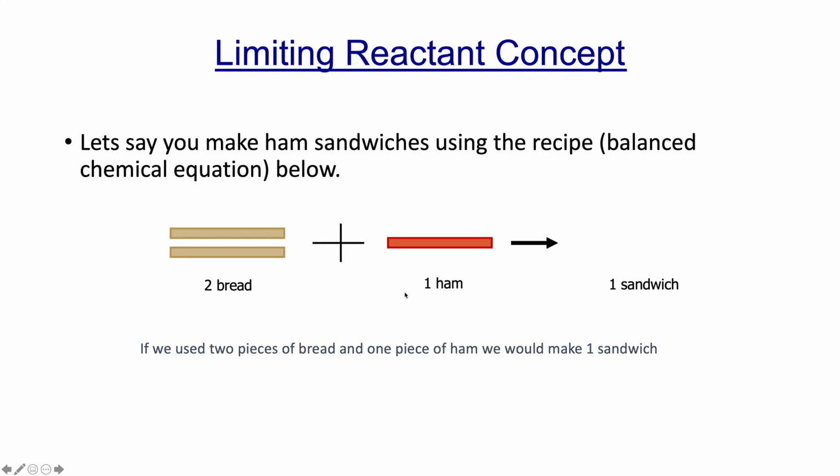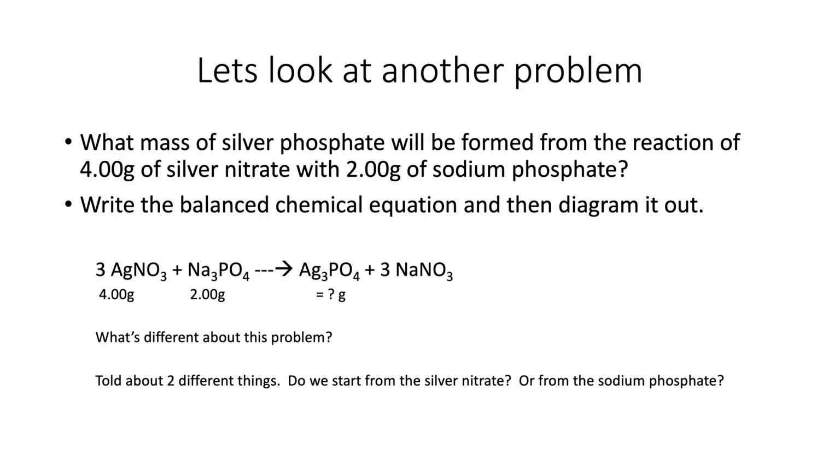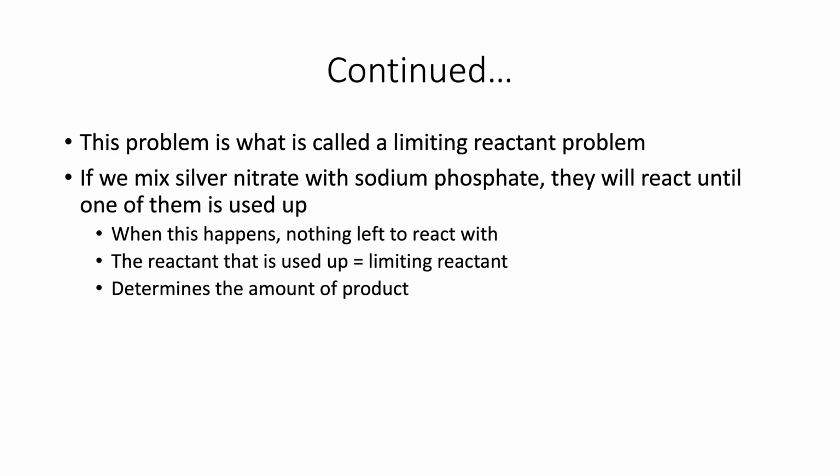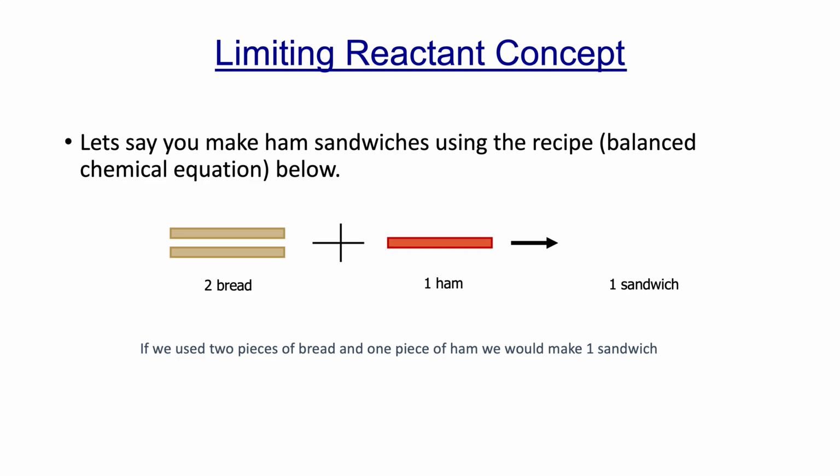The next slide is another example. We're going to go back and solve this problem, so just hang in there, but I'm going to do something in between that's a little easier to see. My colleague did this one. Let's say we make ham sandwiches using the balanced equation: 2 pieces of bread plus 1 piece of ham makes 1 sandwich. So if we had 2 pieces of bread and 1 piece of ham, we could make 1 sandwich. Do you agree this is similar to a balanced chemical equation?